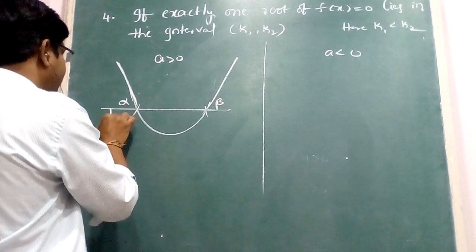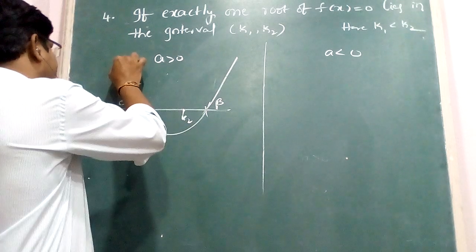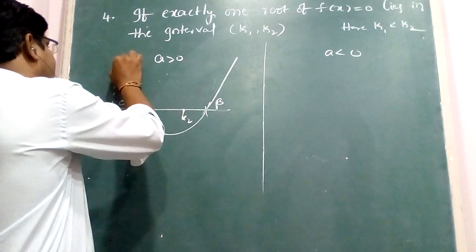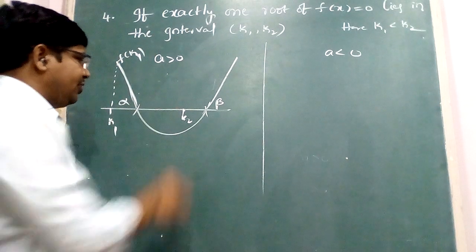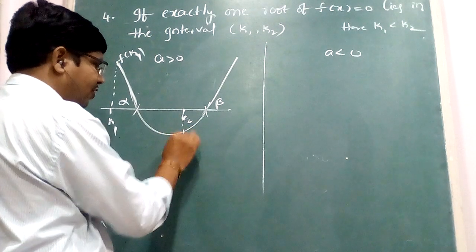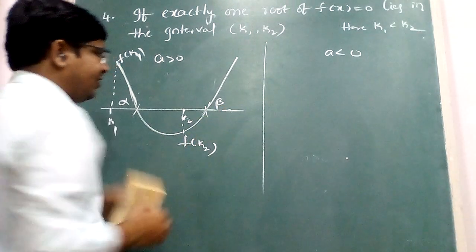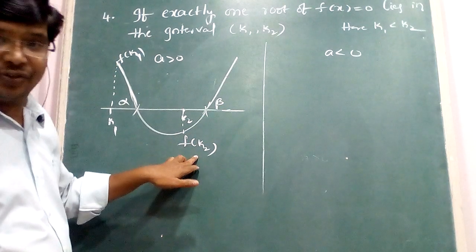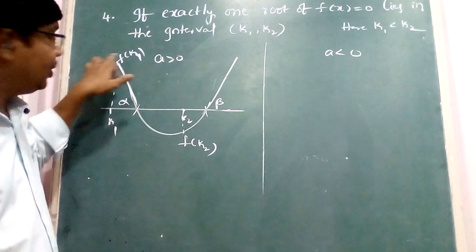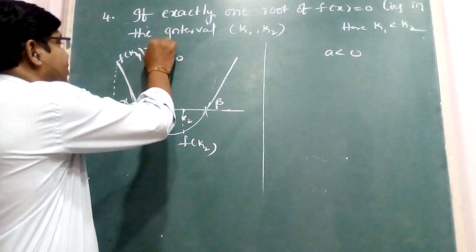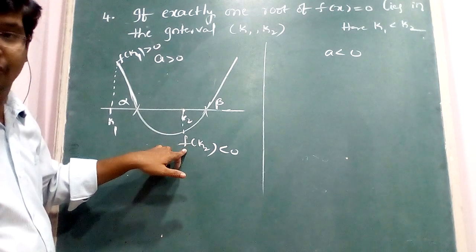K1, here I am taking, can take anywhere here. K2. This is f of k1. This is f of k2. Suppose this is the x-axis. Below the x-axis, f of k2 value is negative. Above the x-axis, f of k1 value is positive. This is positive, this is negative. Product of these two is positive and negative is negative.